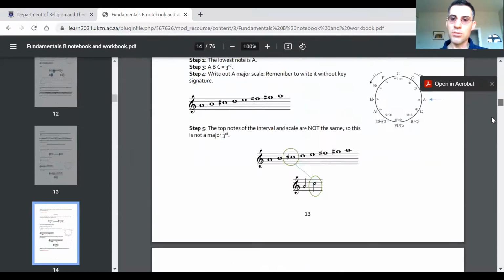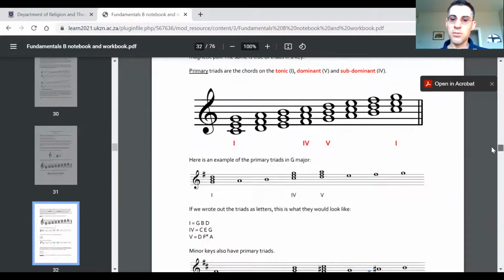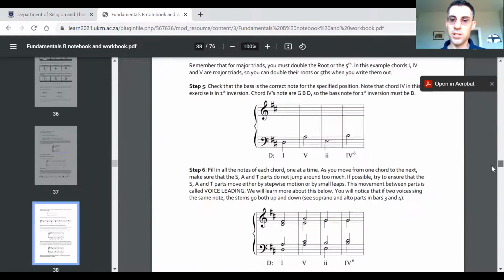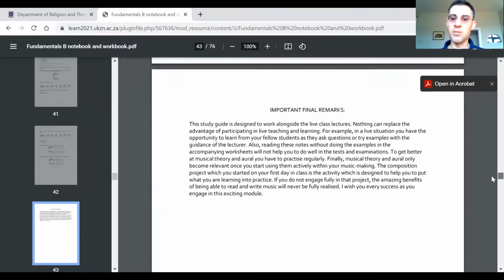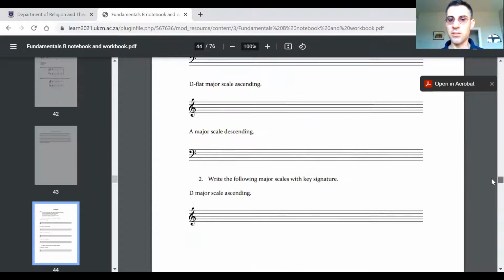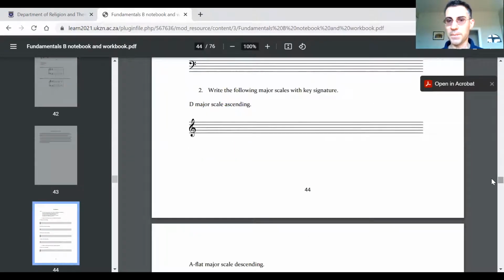Then if you scroll all the way through to the end of the book, you'll find the worksheets. Okay, some of you have already asked me, where are the worksheets? They start on page 44. So there's worksheet 1. That's the one that you're going to be working on for this week. Okay, that's how the textbook works.